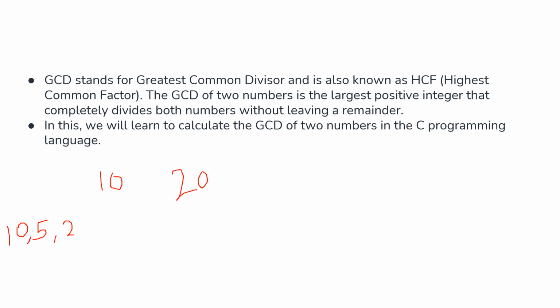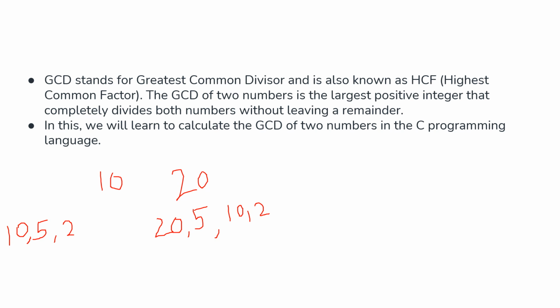Then for 20, we can say 20 itself is a factor. Then 5, then 10, then 2. So these are all the factors of 20. From this you can understand which is the highest number common in these two.